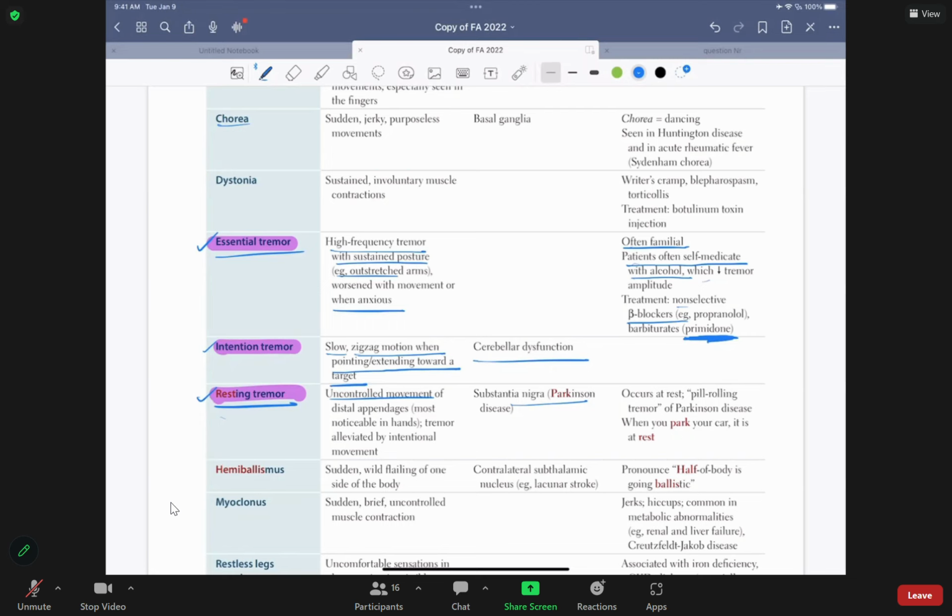Dr. Roy, I have a question. Which one of these is present in hypothyroidism? Like, while testing for hypothyroidism, you ask the patient for a handshake. Essential tremor. Got it. Okay. So that's essential tremor.